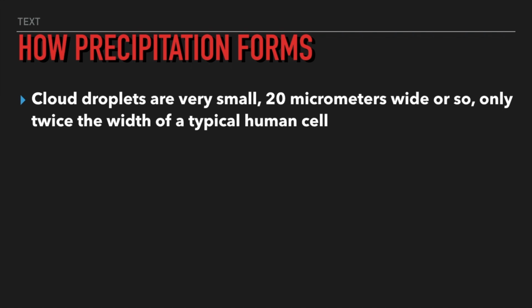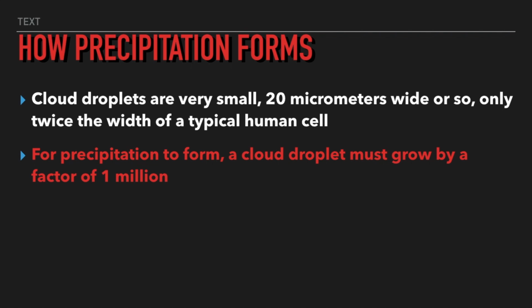Cloud droplets are really incredibly tiny. Remember, a cloud is really a liquid, right? It's all spread out though, really thin. And each of those droplets is only about twice the width of a cell in your body, so they're extremely microscopic. In order for those droplets to be heavy enough to fall, they have to grow by a factor of like a million, which is a pretty big job, really, for something so tiny to do.